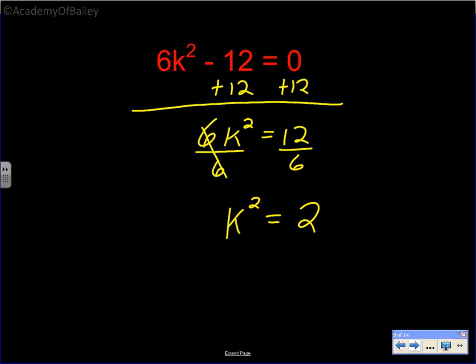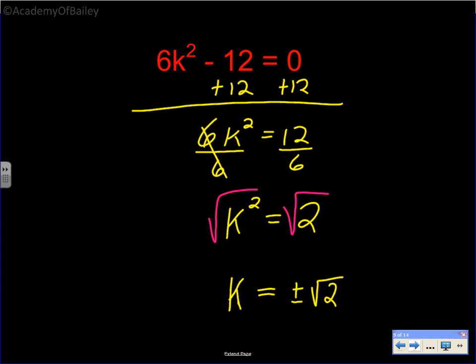You're going to take the square root of both sides, and so k is going to be equal to positive and negative square root of 2.